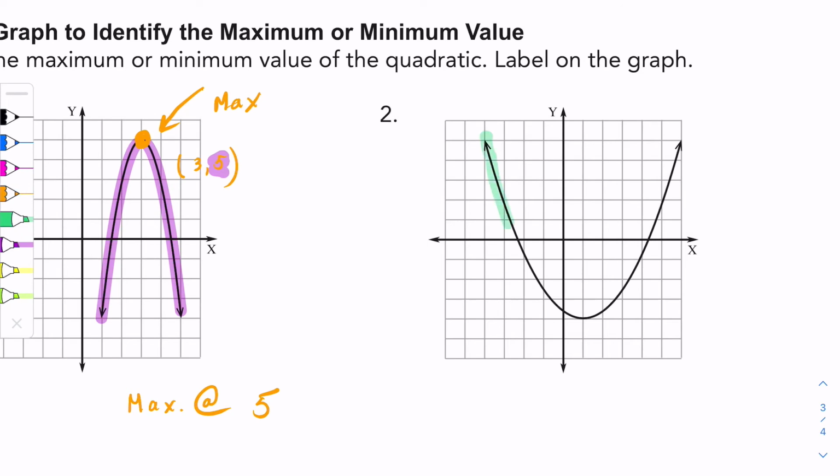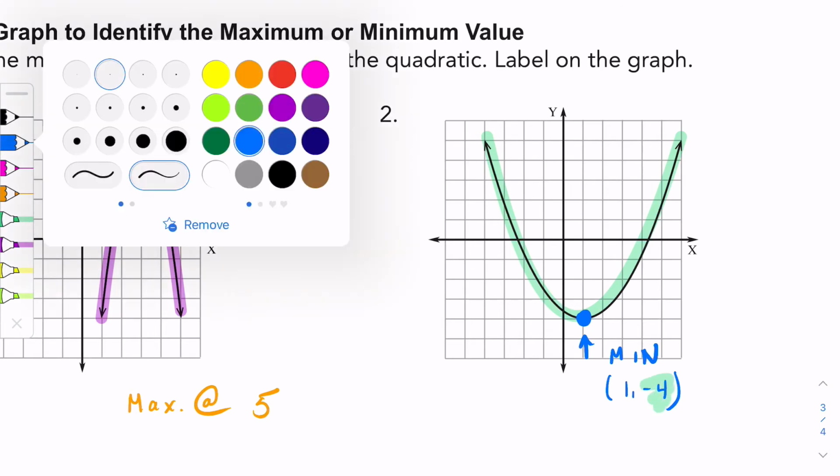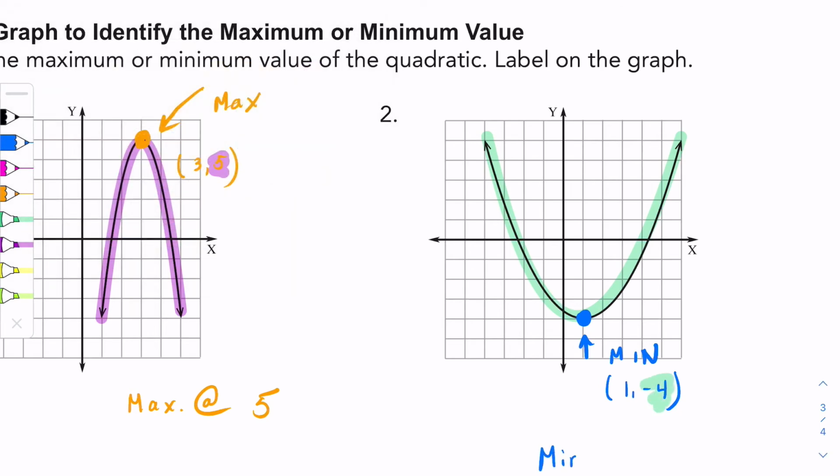Number 2, this graph goes up, it reaches a low point. That right there is our minimum value. We can't have both, we either have a max or a min. The minimum value is at the vertex, which is 1, -4, and it is specifically going to be the y-coordinate. Here we would say we have a minimum value at -4.